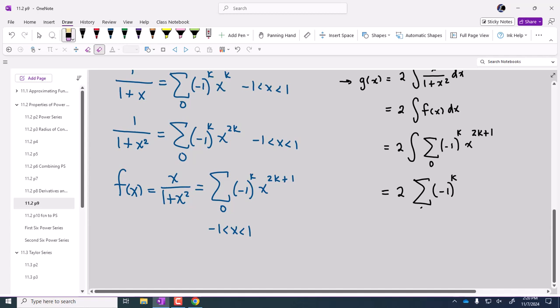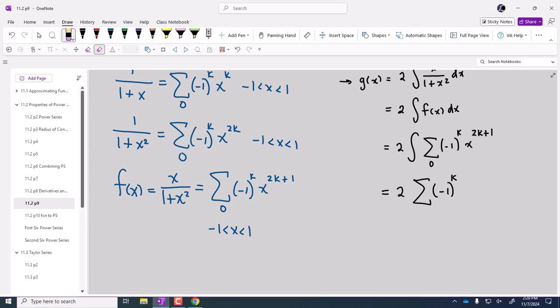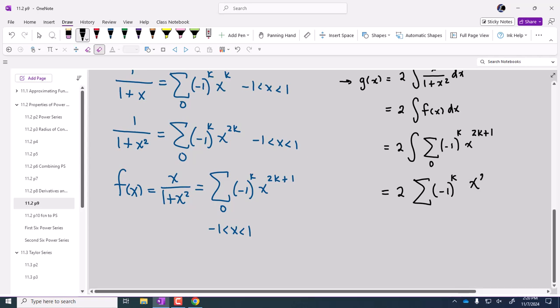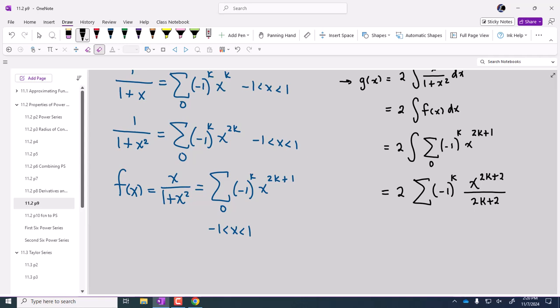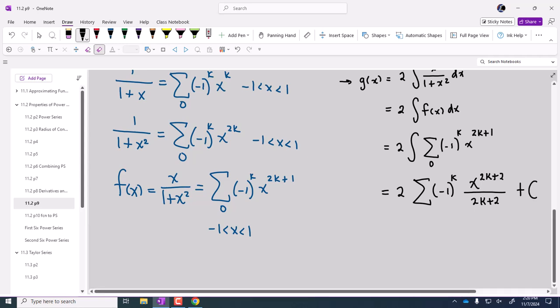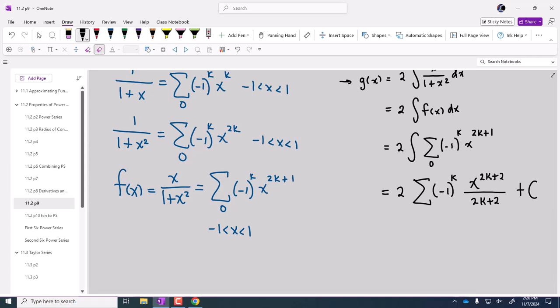Oh, let's maybe not start at 0. Let's think about that for a minute. Okay, so we add 1 to the exponent, so we get 2k plus 2. We divide by the new exponent, so we divide by 2k plus 2. All right. And when we integrate, we always get a constant of integration, so we'll put the plus c out there now. So there's that c that we needed at some point. There it is. Now let's think about what this index should start at.